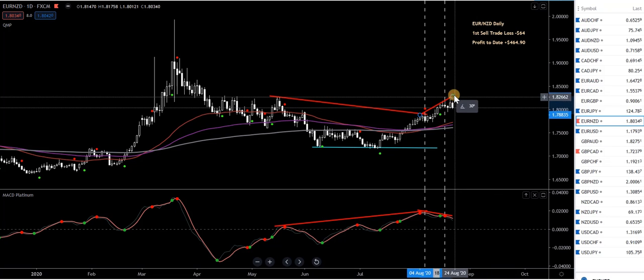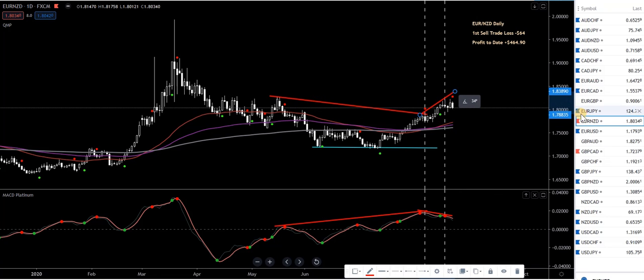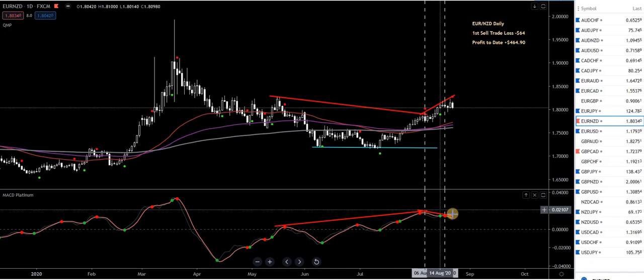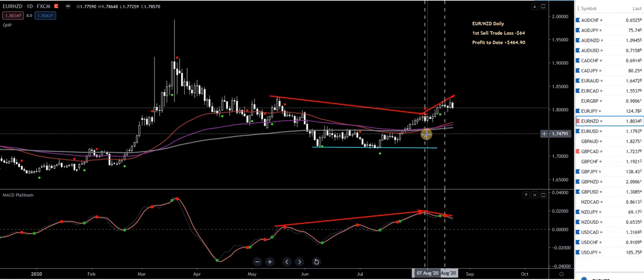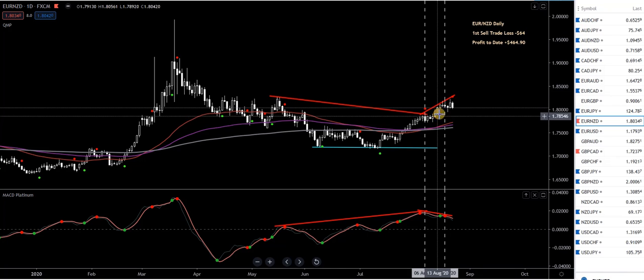Euro New Zealand is highlighted pink because there's a red dot on the QMP for Monday. So let's have a look at this, what we're thinking on Monday. MACD Platinum's above the 0 level, so looking for sells. Already had one go at it and lost $64.